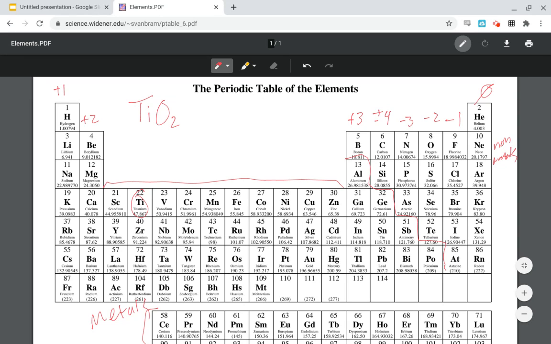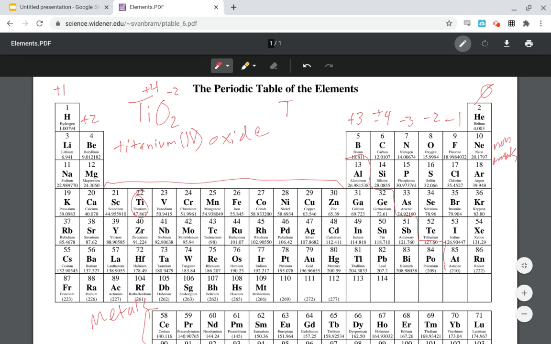So, if we were to name this, well, that's titanium. And then we need to specify its charge because we don't know it. And then the O is oxygen, so that's oxide. Now, since oxygen over here always has a -2 charge, we know oxygen's charge is -2, and we have two oxygens. So if we have two -2s over on the right-hand side, then the titanium must be a +4 charge, and so we call this titanium(IV) oxide.